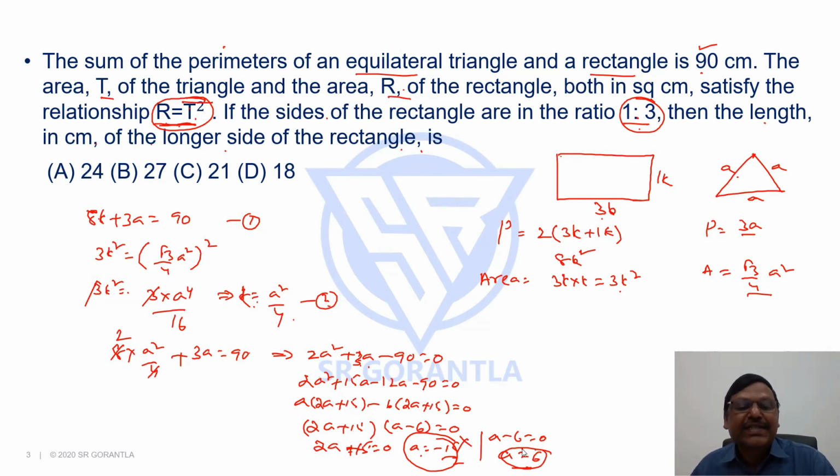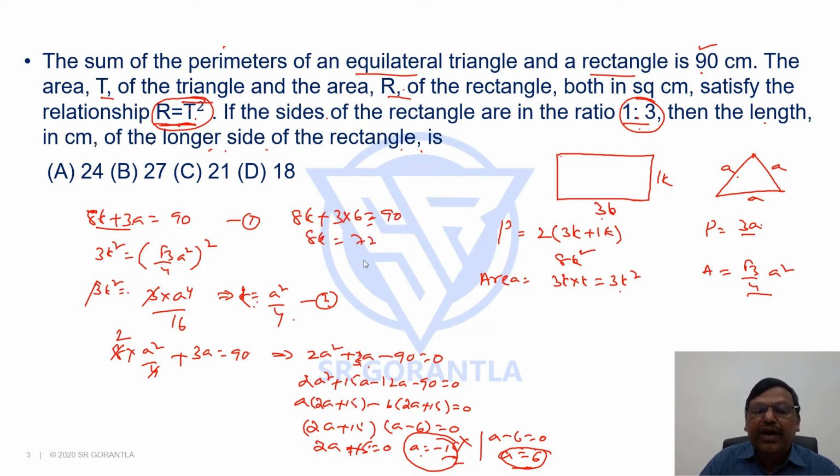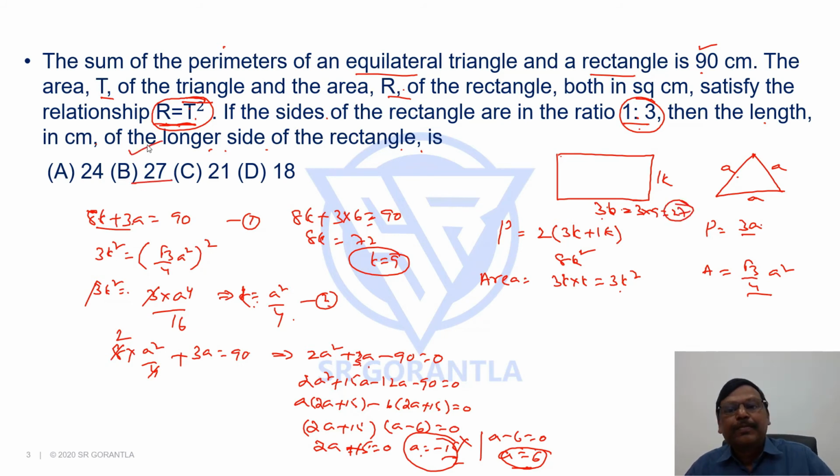Once a is 6, if I substitute here, 8k plus 3 into 6 equals 90, 8k equals 72, or k equals 9. Once k equals 9, the longer side of the rectangle, that is 3k, is equal to 3 into 9, 27. That is our answer, choice B.